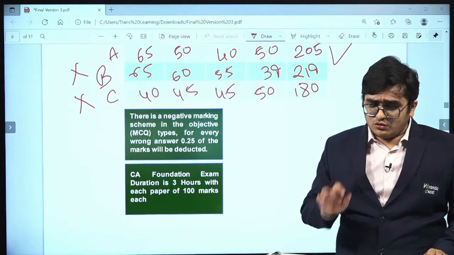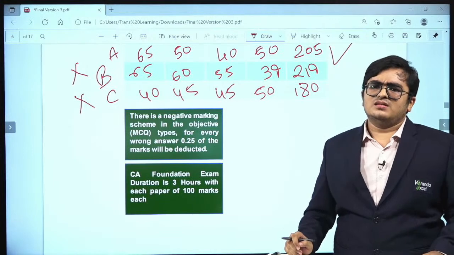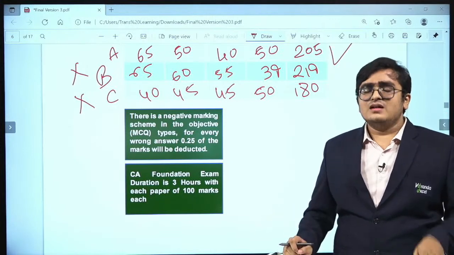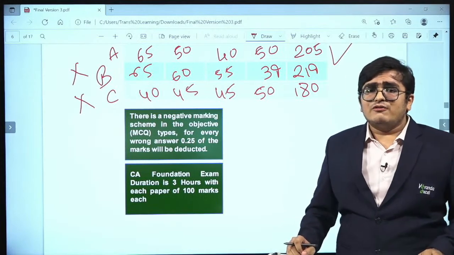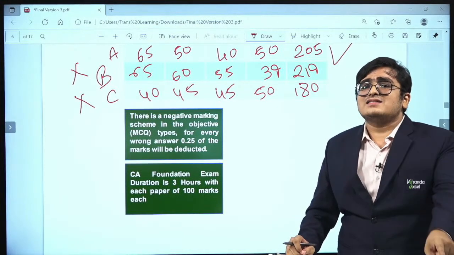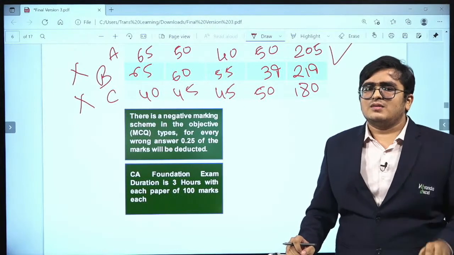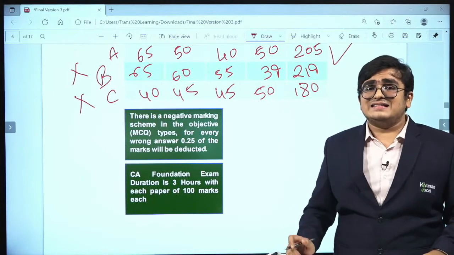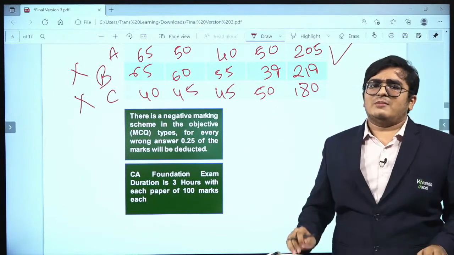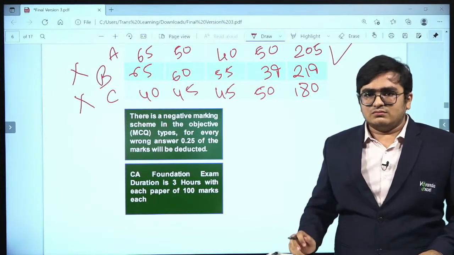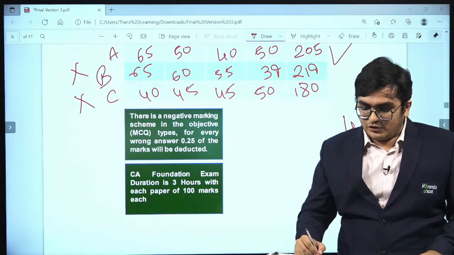Next, one point to note is that there's negative marking in MCQs. Sir, what do you mean by negative marking? Negative marking means that in an MCQ paper, for every one wrong answer, ICAI will penalize you by 0.25 marks. If I give one wrong answer, ICAI will deduct 0.25 marks. It's not just that it won't give marks, it will deduct. So let's say a student who has given paper 3 wrote 44 questions.